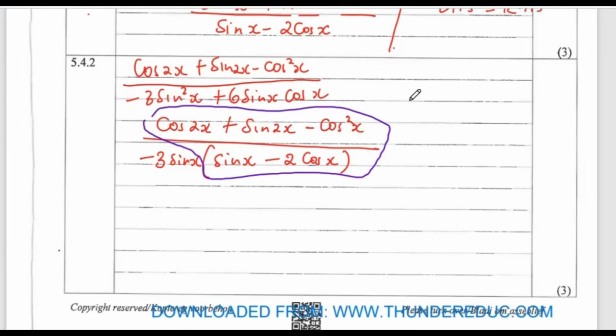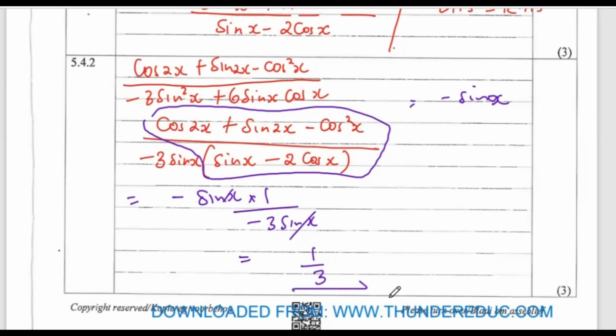Remember, this whole thing was the same as negative sine x. Okay, so I can replace this whole thing by sine x and then I multiply by that. So that's going to be negative sine x times 1 over negative 3 sine x. So this sine x is going to cancel that sine x, negative and negative, and I'm going to have just 1 over 3 as my answer.